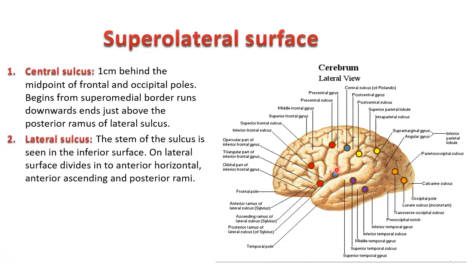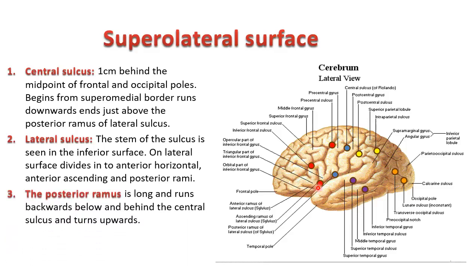The next sulcus is the lateral sulcus, which starts on the inferior surface, the stem, and then as it passes to the superolateral surface, it divides into a long posterior ramus, and the posterior ramus has got an upturned part near its termination. Then it has also got a short anterior horizontal ramus and an anterior ascending ramus. So these are all three rami of the lateral sulcus. The anterior horizontal and anterior ascending are mainly seen only on the frontal lobe.